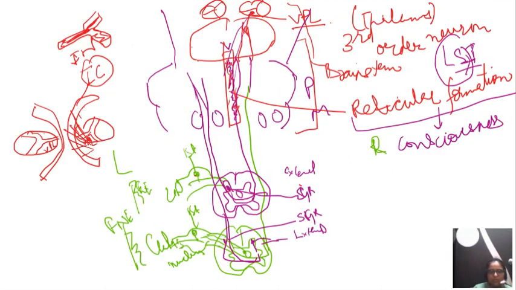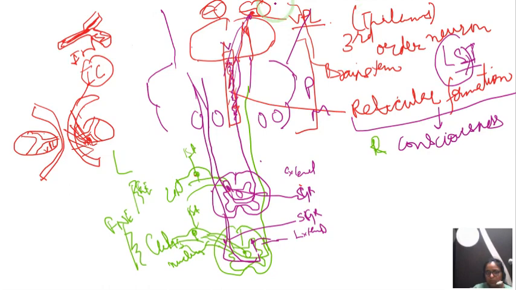It's nothing but, see, it starts from the lateral column. So lateral at the spinal level, spino. Third order neuron forms at the thalamus. So lateral spinothalamic tract. Clear? So it is taking the sensation of pain and temperature, and it is situated in the lateral column.